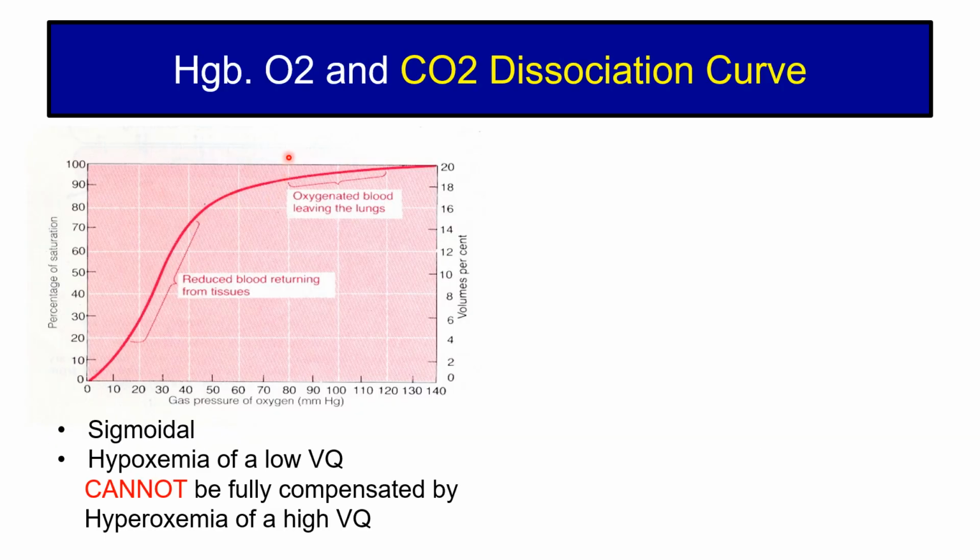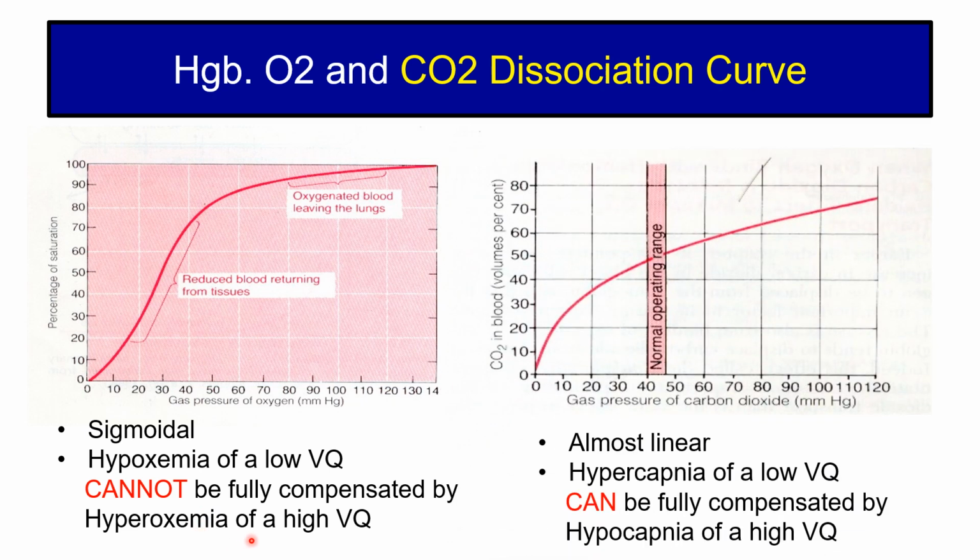So let us analyze the differences between the hemoglobin O2 and the CO2 dissociation curve. This is the hemoglobin O2 dissociation curve. It is sigmoidal, and therefore the hypoxemia of a low V/Q cannot be fully compensated by the hyperoxemia of a high V/Q. Now, this is the CO2 dissociation curve. You can see it is almost linear, and because of this, the hypercapnia of a low V/Q can be fully compensated by the hypocapnia of a high V/Q.